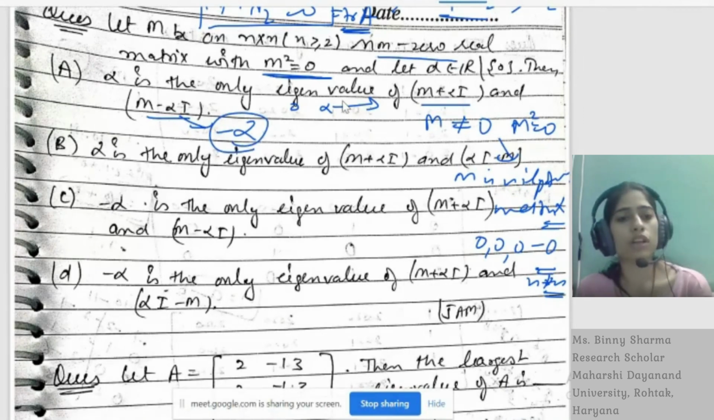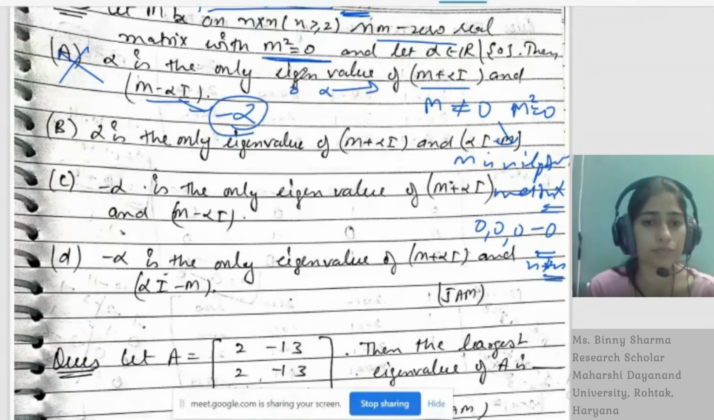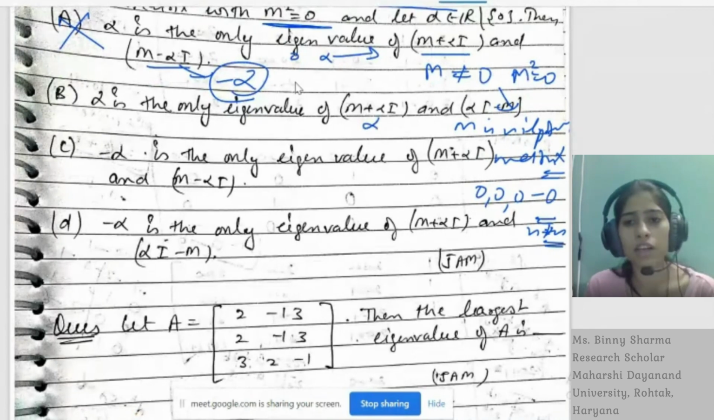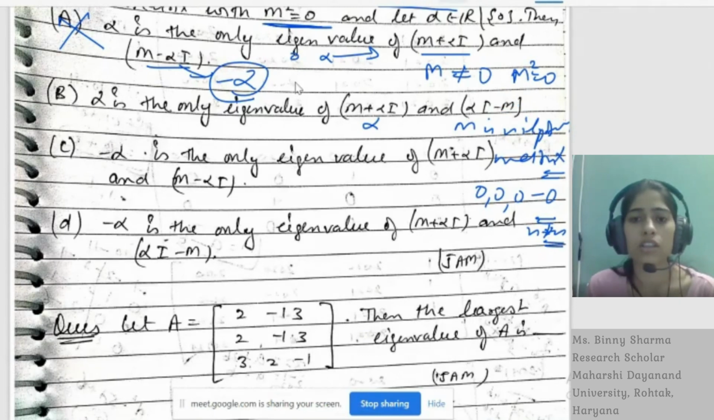So what option A says, alpha is the only eigenvalue of M plus alpha I and M minus alpha I. But here the eigenvalues are alpha and minus alpha. So option A is wrong. Similarly, for the other option, its eigenvalue will be alpha minus 0, that is alpha. So alpha is the only eigenvalue of M plus alpha I and alpha I minus M. Yes, this is correct.